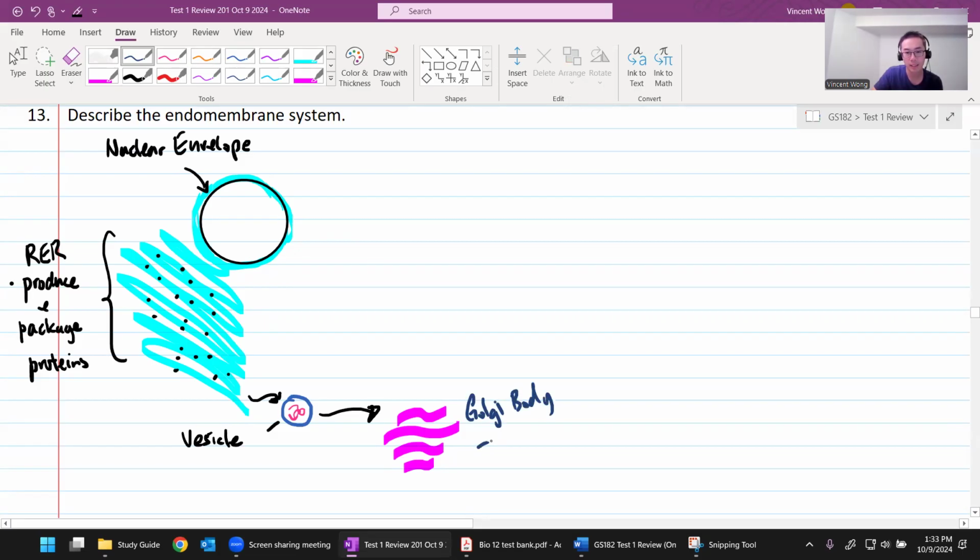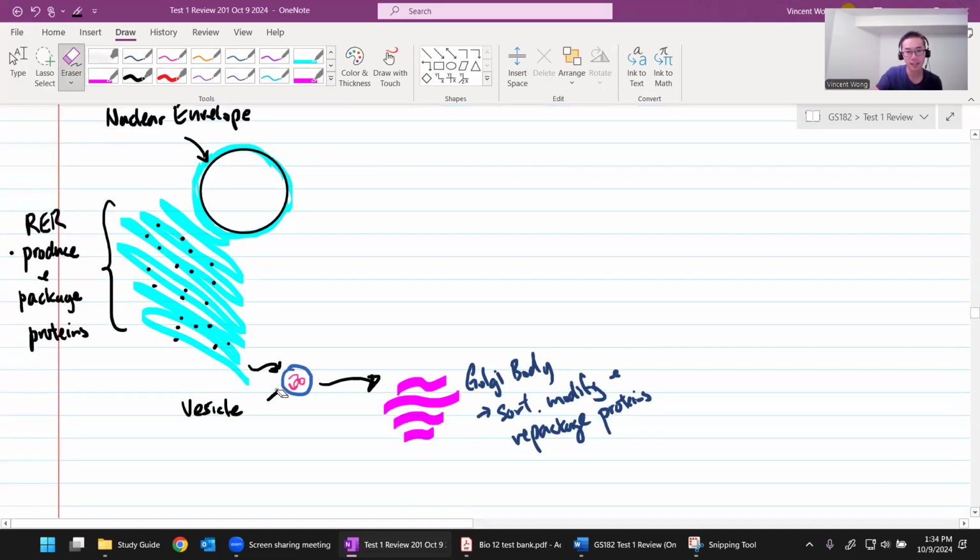They will sort, modify, and repackage proteins. So this vesicle is going to go there. It's going to get sorted out. It's going to get changed, and then you will repackage it into a new vesicle.